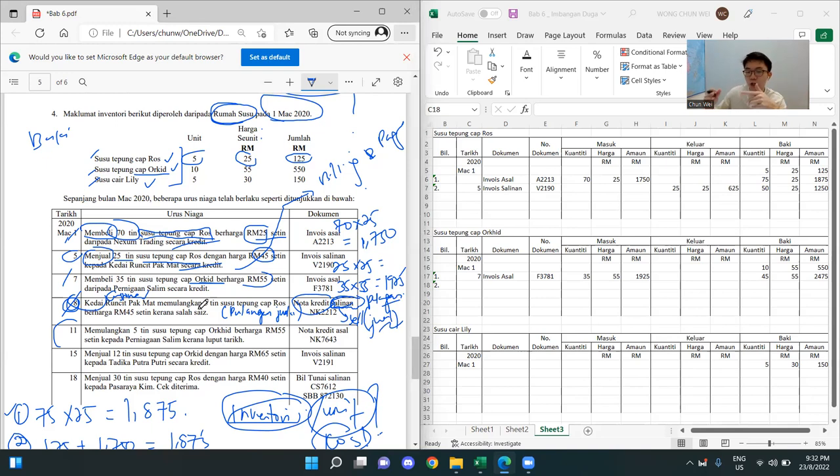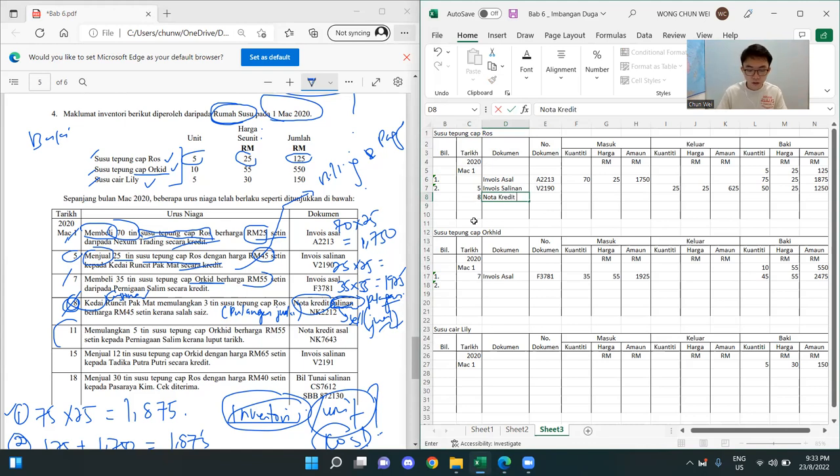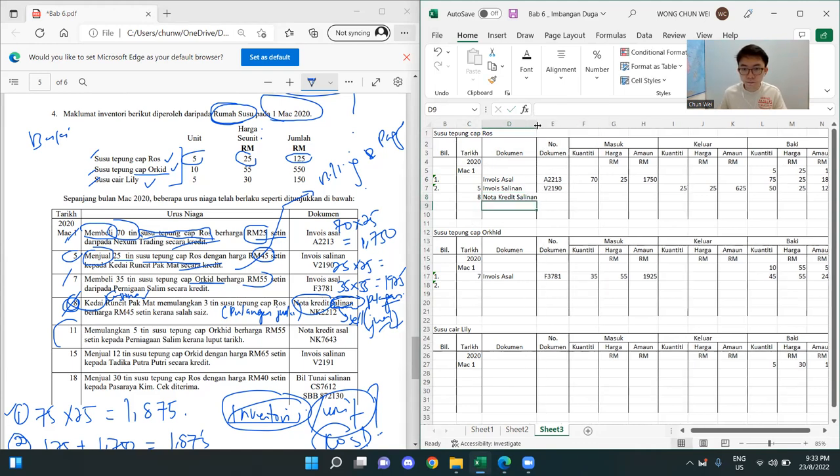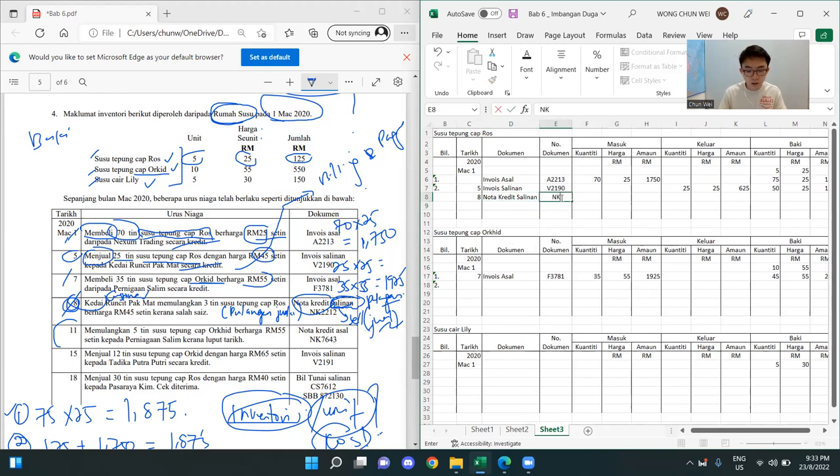Alright? So when you have a pulangan jualan, when you jual barang, barang itu keluar. So when dia pulangkan, maksudnya, masuk balik lagi. You jual, dia pulangkan kepada kita. So barang ini masuk. So this is for product tepung cap rose. So this one on 8th, this is in nota credit salinan, NK2212. So dia masuk. So masuk berapa tin? 3 tin.